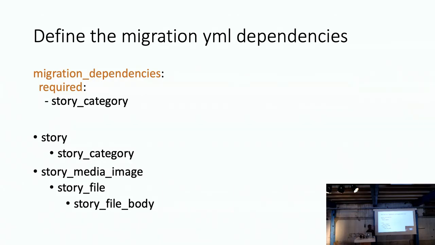A big part of the migrate class is the migration YAML dependencies. For the story migrations, this is actually the dependency graph. The story is dependent on the story category. The story category are multiple taxonomy terms. We have story media images, we have media entities, but they are dependent on files, but the file is dependent on the file body. And the file body was, for instance, extracted images from the source, because the source had literal HTML image data that needs to be extracted and sent in a new media entity.